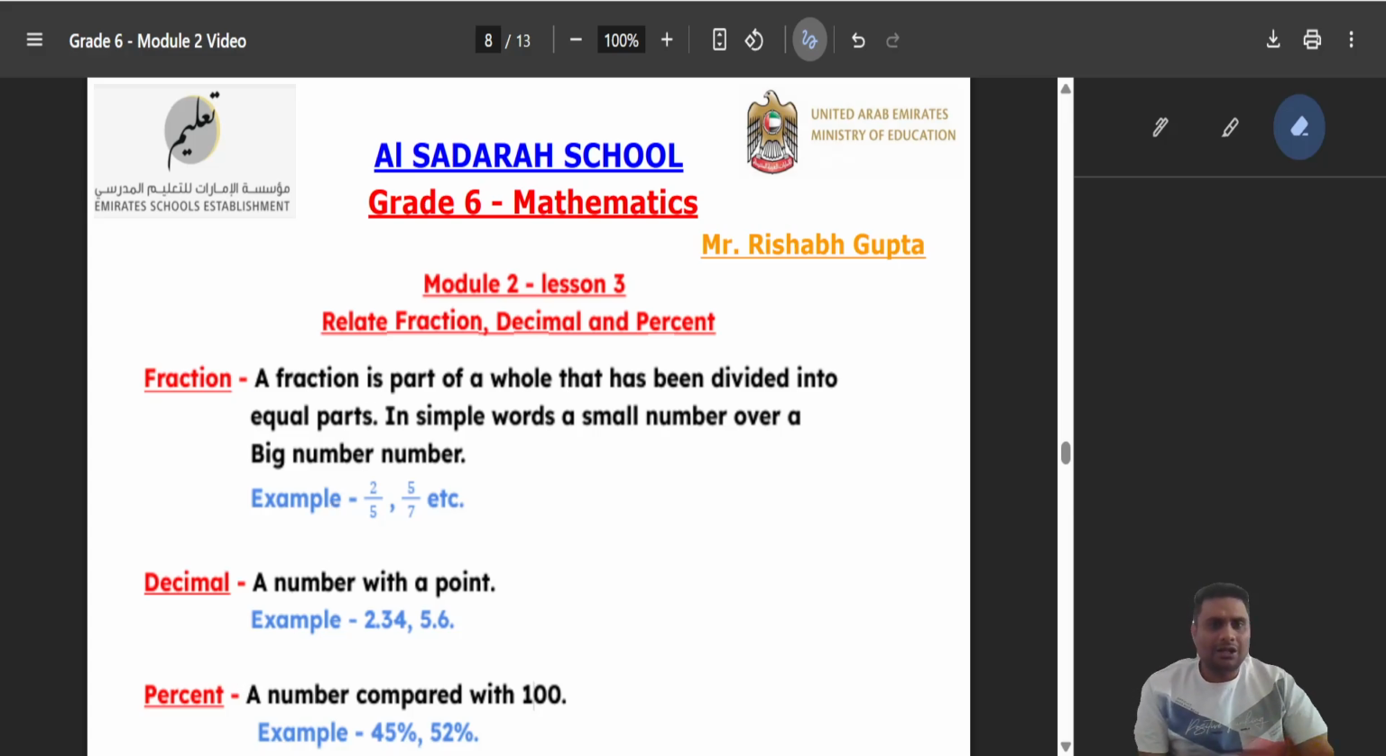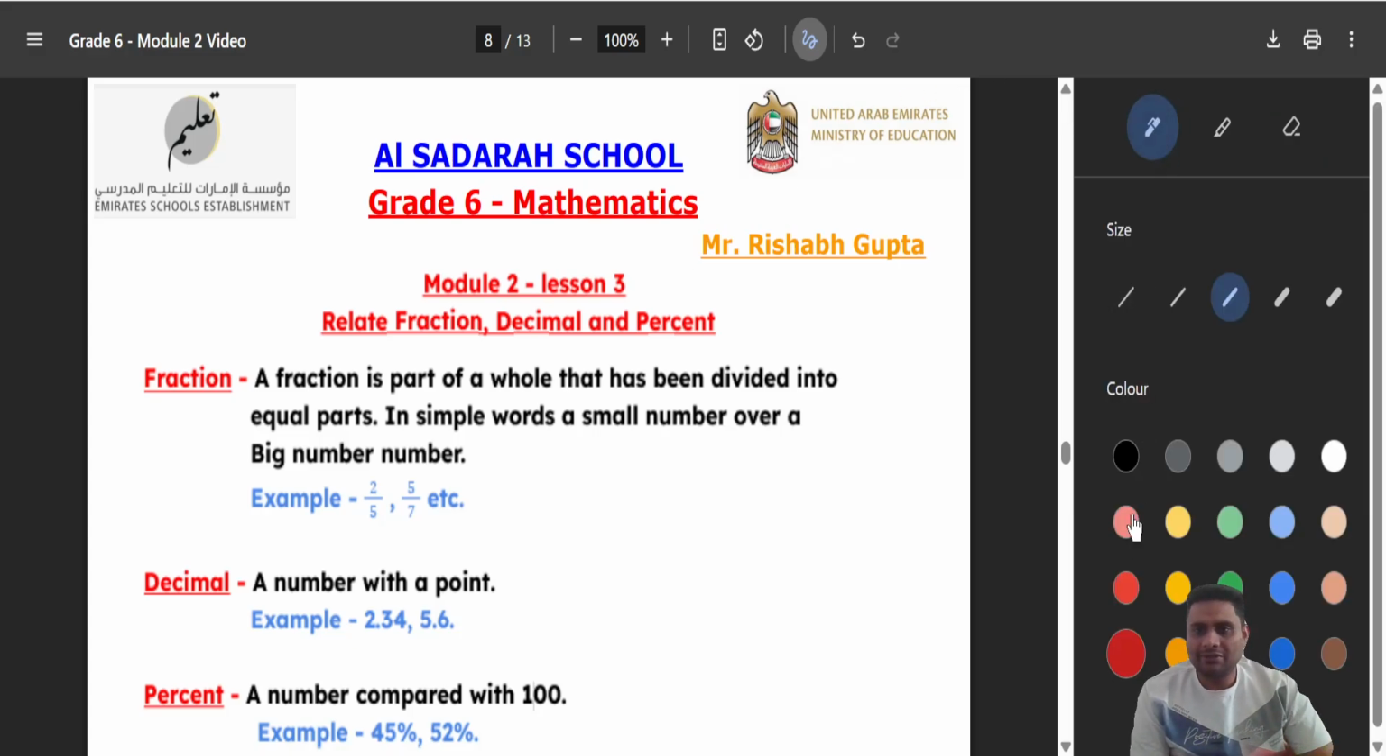What is a fraction? I already told you. Fraction means part over whole. Let us understand it with the help of an example. Let's say there is a pizza. This pizza has 1, 2, 3, 4, 5, 6, 7 slices, right? Now let's say this 7 is all these slices. All means whole. This is the whole pizza. Whole pizza has how many slices?